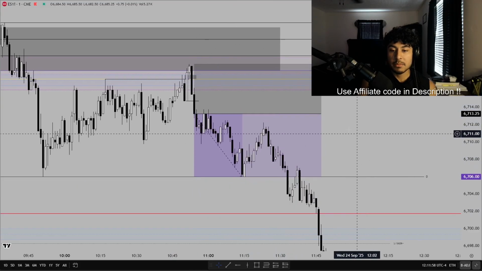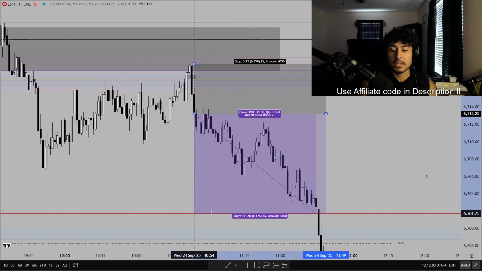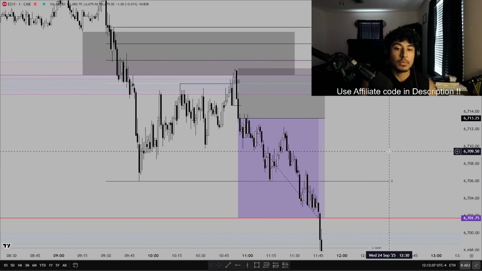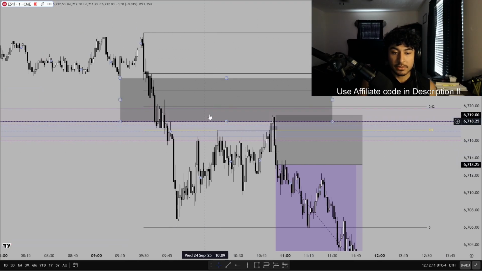But this would have been a beautiful trade right here, honestly. Even if you held it, you probably would not have gotten break even. You could have taken a partial right there, let the stops run, and then eventually hit your final target. Beautiful trade idea. Again, internal sweep. This is what I'm talking about. Internal sweep. The dealing range right here, respected.